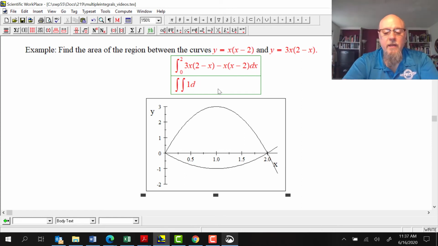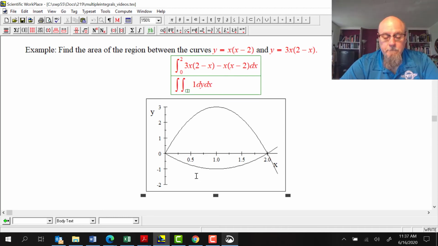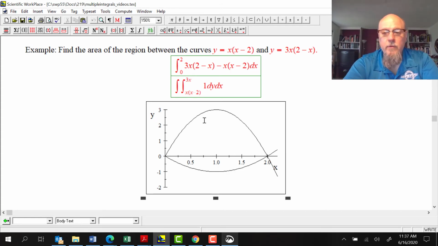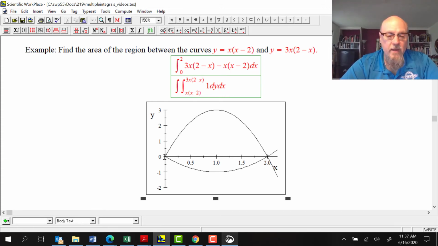So let's choose dy dx, from the way it's written. And look at my picture. All the y's always start on this bottom curve, which is the curve y equals x times x minus 2. And they end on the upside-down parabola. There's my y's. And now x's. Lowest x in the shape is 0, highest x in the shape is 2.